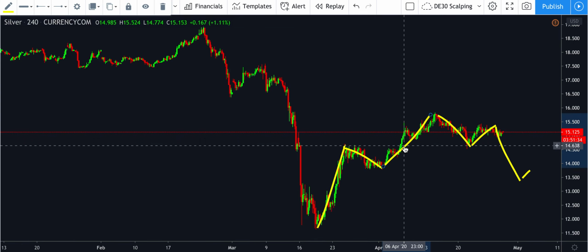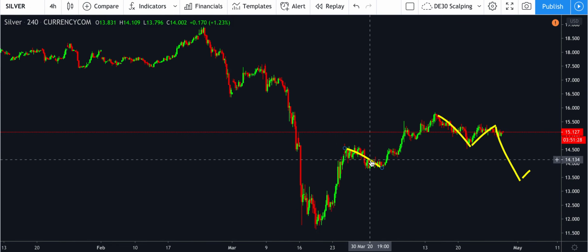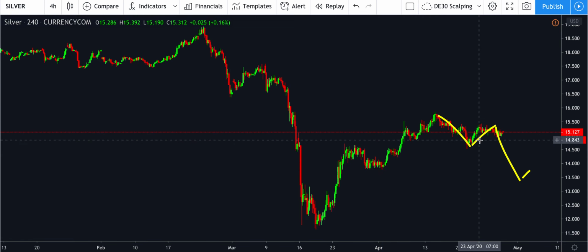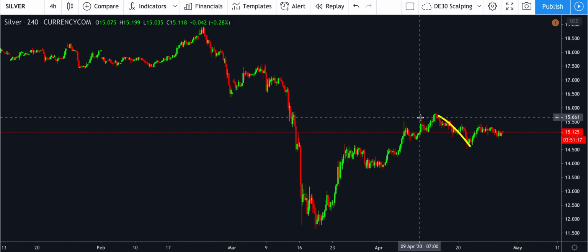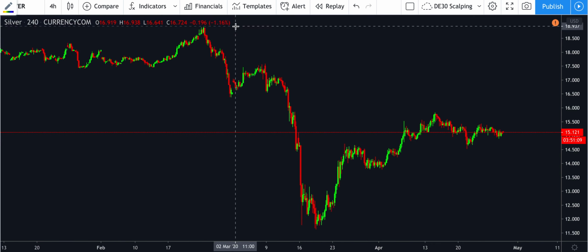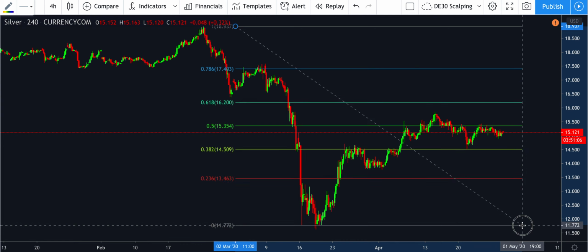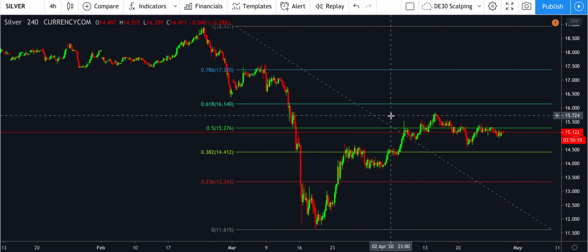Let's get another confirmation on the 4 hour, just to get an idea if you should be trading silver for the long term, or holding silver. Is it the right time to buy silver? Let's have a look. Let's use my favorite tool, the Fibonacci retracement, and look at where we are. We are right at the middle.